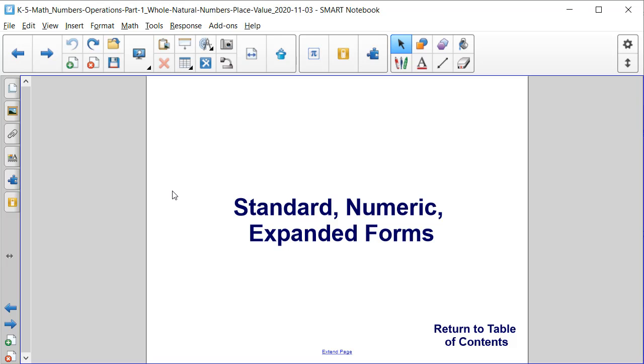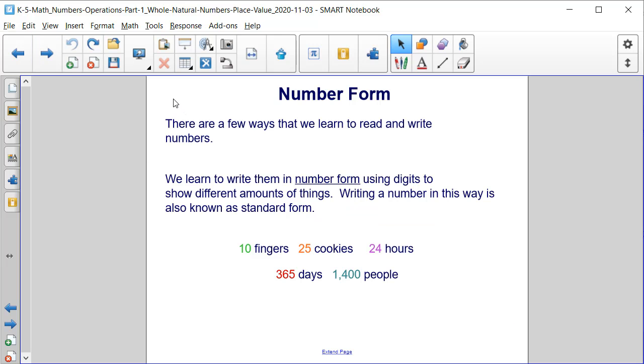Standard, numeric, and expanded forms. There are a few ways that we learn to read and write numbers. We learn to write them in number form using digits to show different amounts of things. Writing a number in this way is known as standard form.